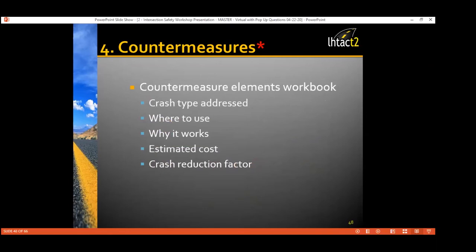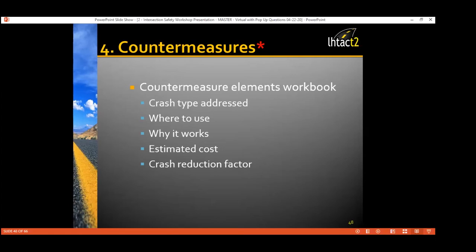So some people have gone about the task of building what they would call a countermeasures workbook or a countermeasures element workbook. And if you put together one of these workbooks, I'm going to show you an example. The things that you would want to hit upon are the crash type that you're addressing with this countermeasure or this solution. Where are the best places to use this solution? Why would it work? Let's put that in the workbook. Let's put an estimated cost. Everybody's very interested in money.